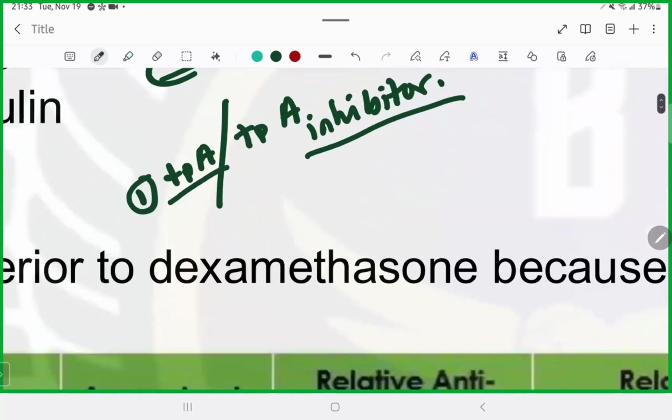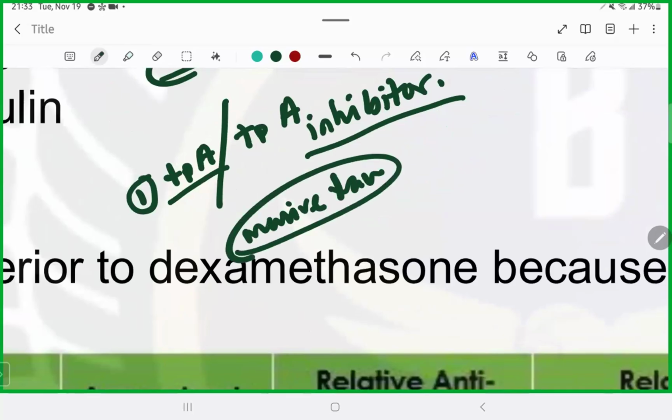Whenever there is a massive trauma, from the studies we know it's a big mechanism. There are a lot of theories. I'm just telling you the gist of it, only the words you need to remember for MRCS part A.